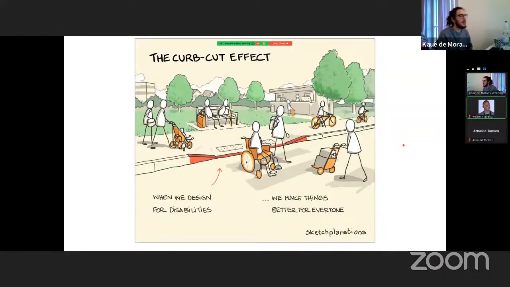And it's interesting because we have what is called the curb cut effect. When we design things in the most universal way possible, we make things better for everyone. If you make a ramp, it's not only people with disabilities that will be using that ramp. It will be everyone. People on bikes, or someone with a shopping cart, people with a stroller and so on.